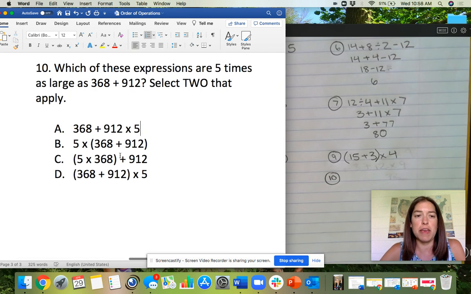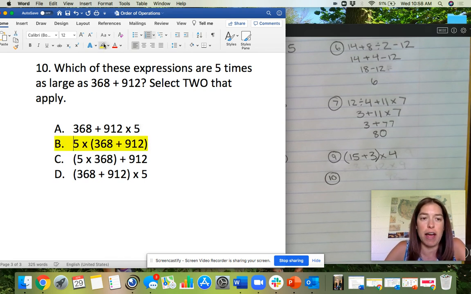Let's take a look at choice B. 5 times 368 plus 912. Evaluate with your thumbs. Is this going to give me 5 times as large as 368 and 912? Let's check our order of operations. GEMS, G, grouping. The first thing I would do is 368 plus 912. Then I would multiply by 5. That would give me 5 times larger than 368 plus 912. So B is correct.